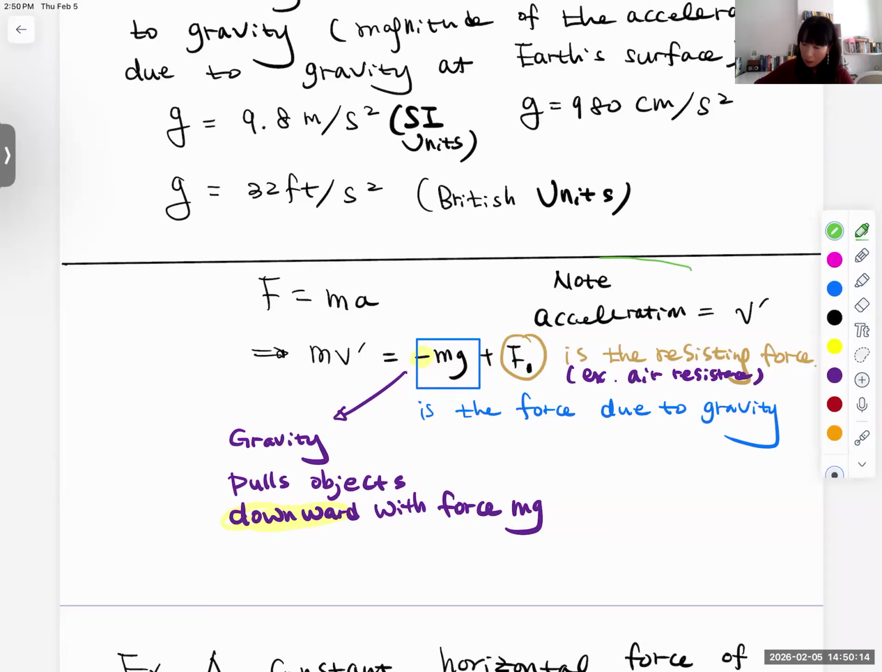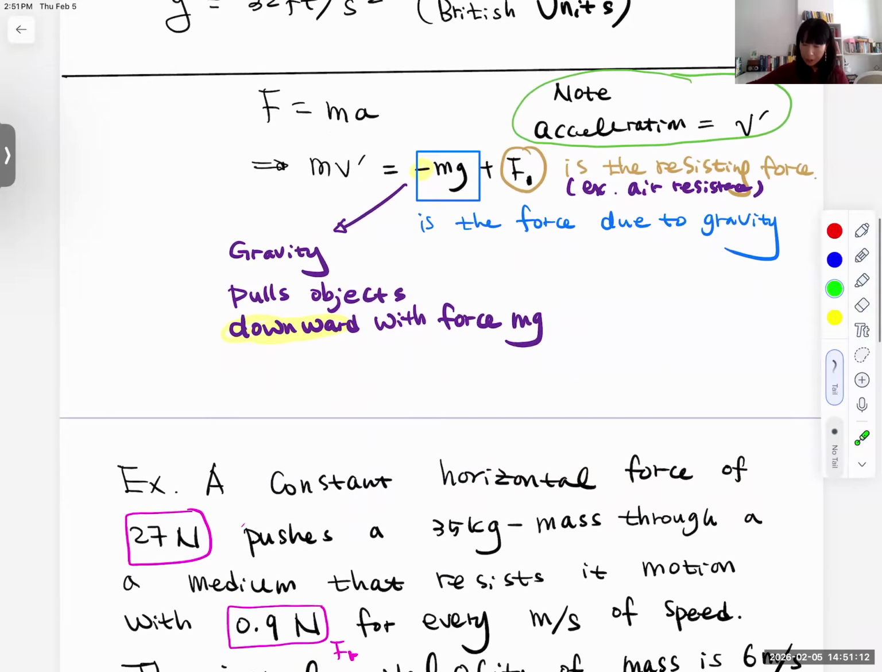Then we can also write mv prime equal to negative mg plus F sub 1. mg is the force due to gravity, and we have a negative sign here because gravity pulls the object downward. And we add another force, F sub 1, which is the resisting force, for example air resistance. Make sense?